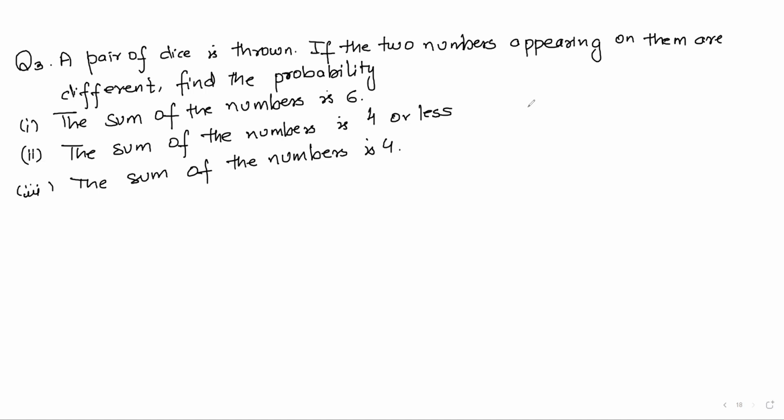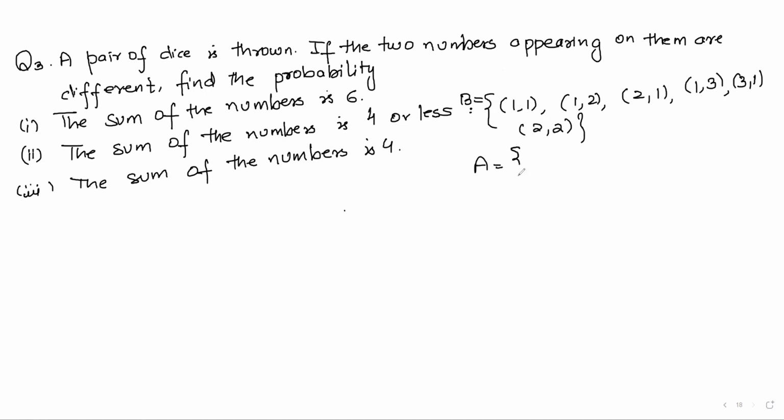Question: a pair of dice is thrown. If the two numbers appearing on them are different, find the probability that the sum of the numbers is 4 or less. Theek hai, ye toh 4 hona chahiye ya fir usse less hona chahiye. So we will talk about this. So sum of the numbers is 4 or less. That means we take (1,1), (1,2), (2,1), (1,3), (3,1), and (2,2). Suppose this is B, and this was A given.